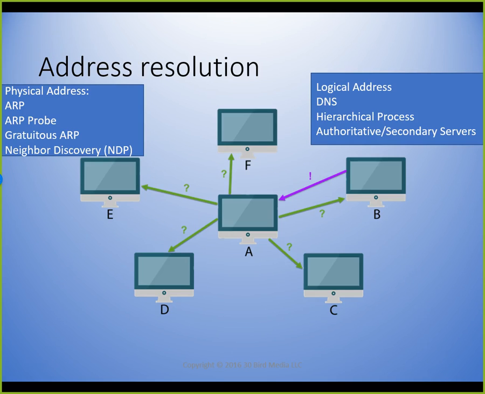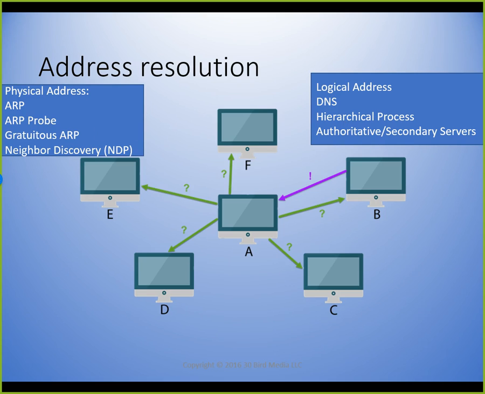We've got some address resolution that has to take place with our systems, and there are a number of them. We need to find the physical address. The Neighbor Discovery Protocol is used for IPv6. For the logical addresses, we're going to use DNS, hierarchical and authoritative.